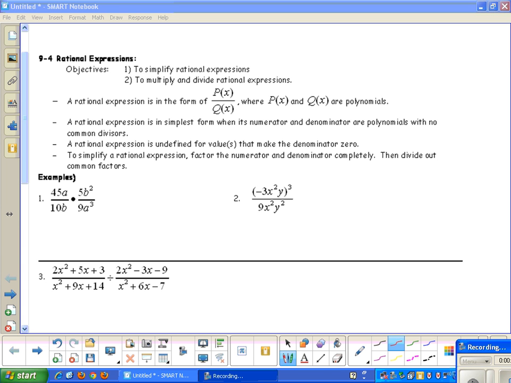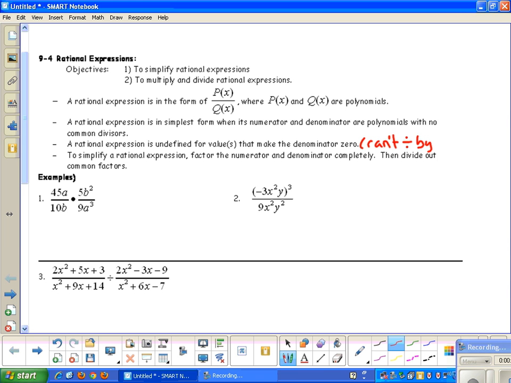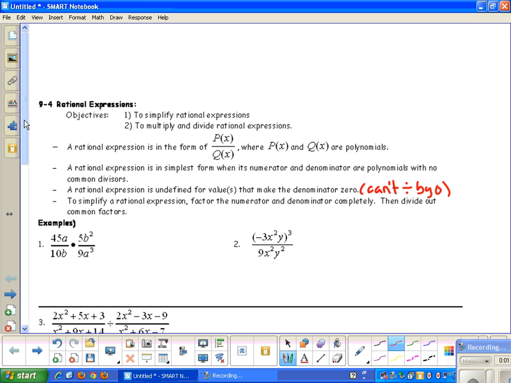A rational expression is in simplest form when its numerator and denominator are polynomials with no common divisors, and we'll talk about that. A rational expression is undefined for the values that make the denominator 0, because remember, we can't divide by 0. We'll talk about that in class, we won't get to it right now. Also, to simplify a rational expression, we factor the numerator and denominator completely, and then divide out the common factors. So let's talk about some things we remember from Algebra 1.